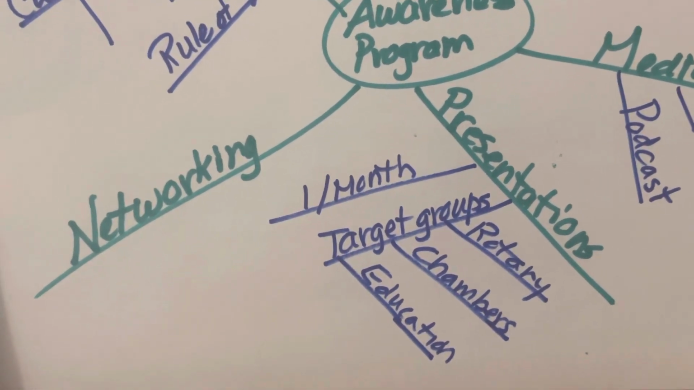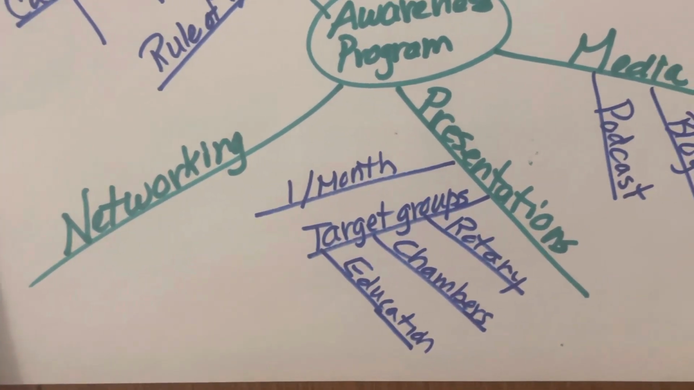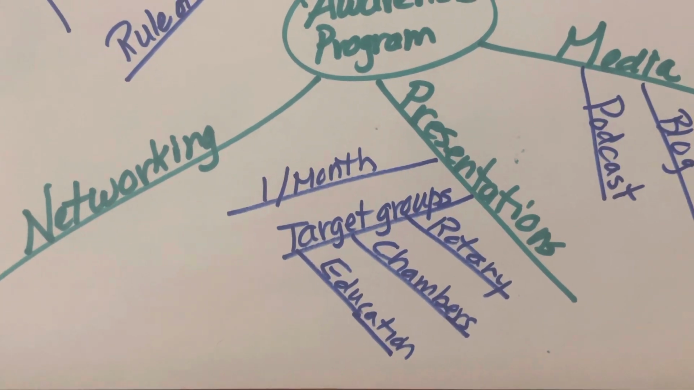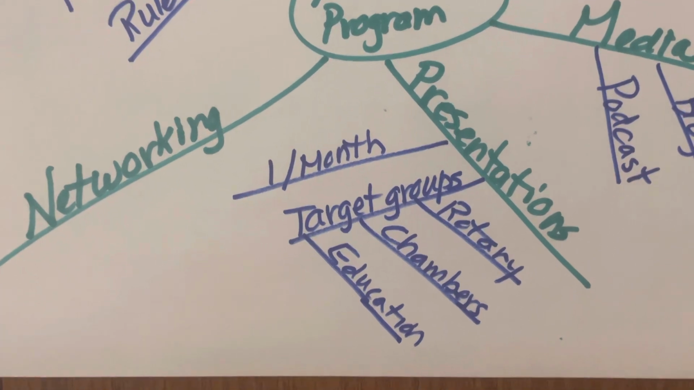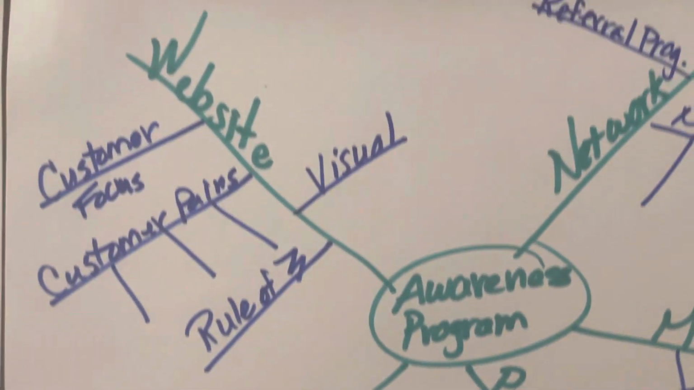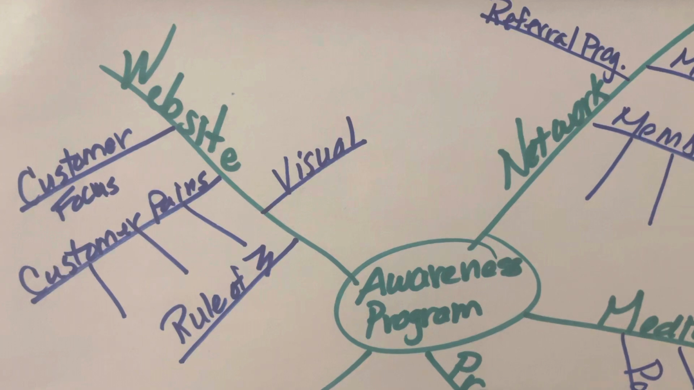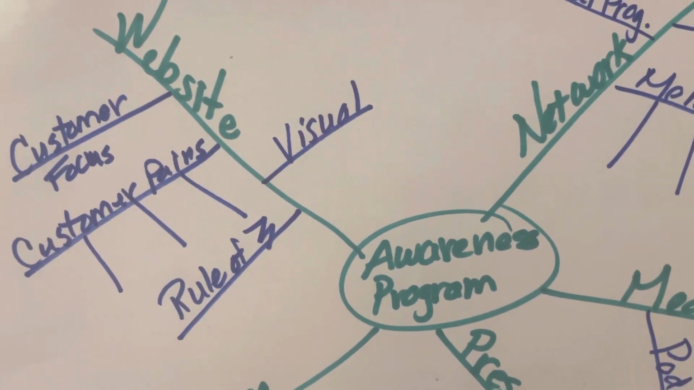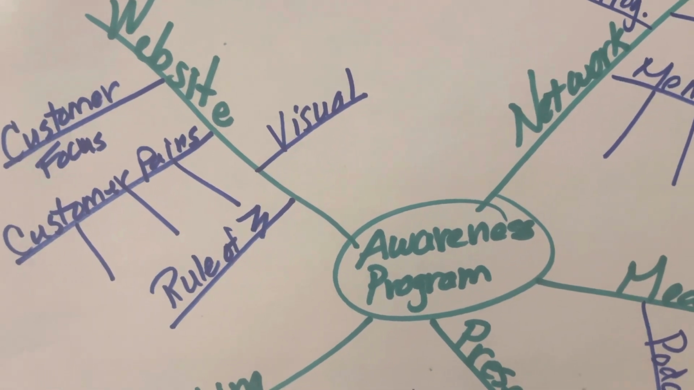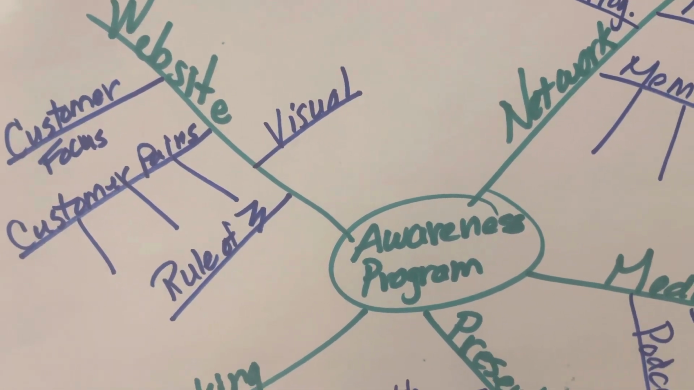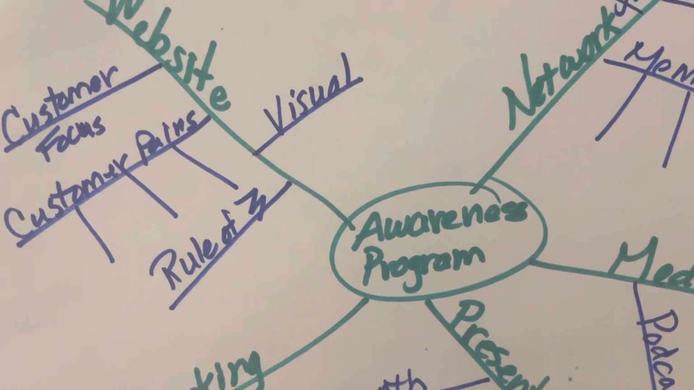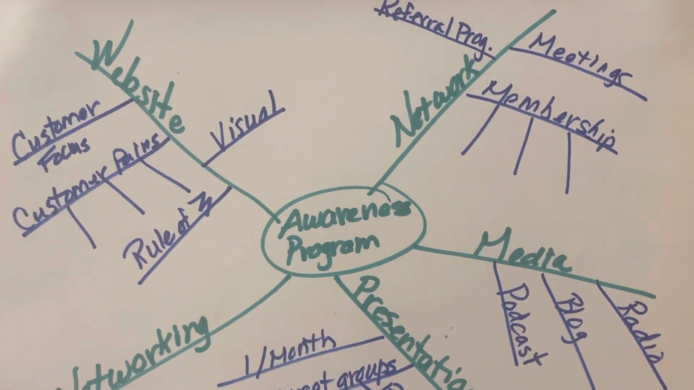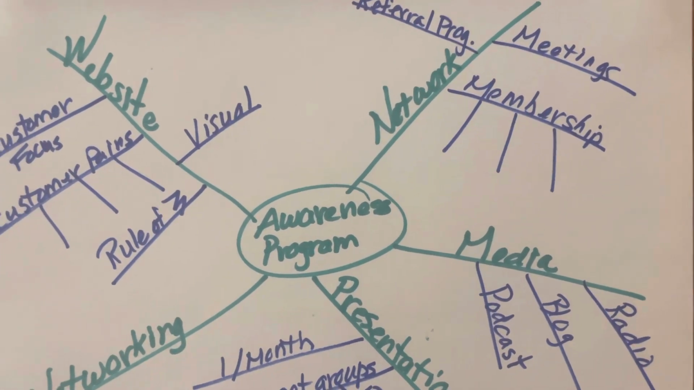Other ideas? Presentations. How about you make a goal of how often you do one, maybe once a month, and you identify some target groups that you want to speak to, maybe Rotary, maybe Chamber of Commerce, maybe some educational institution. Then I went up here to the website, and you want to potentially, here's some ideas, have a customer focus on your website. You want it to be visual. You want to have some customer pains, and there's some little branches there. You could add things, and keep in mind using the rule of 3. So there's just an example of an awareness program, possible mind map.